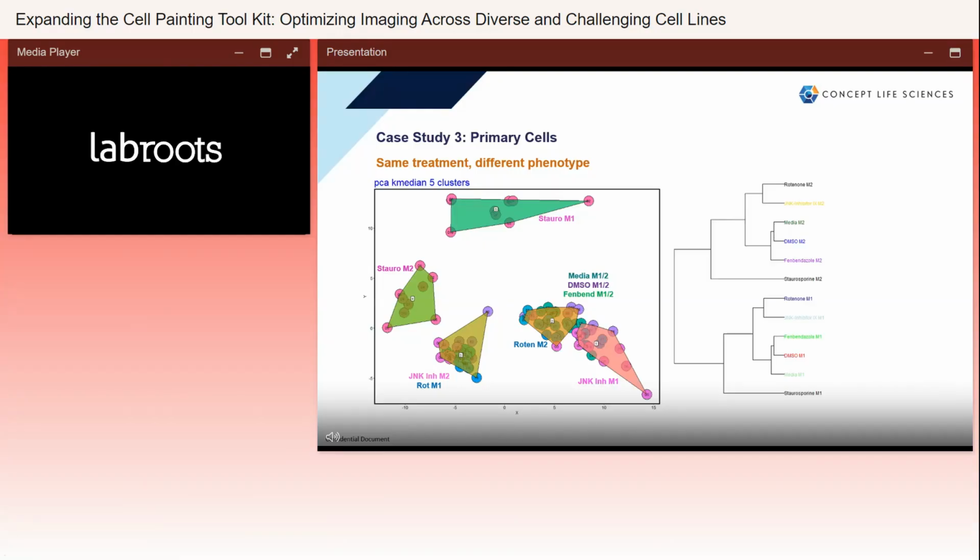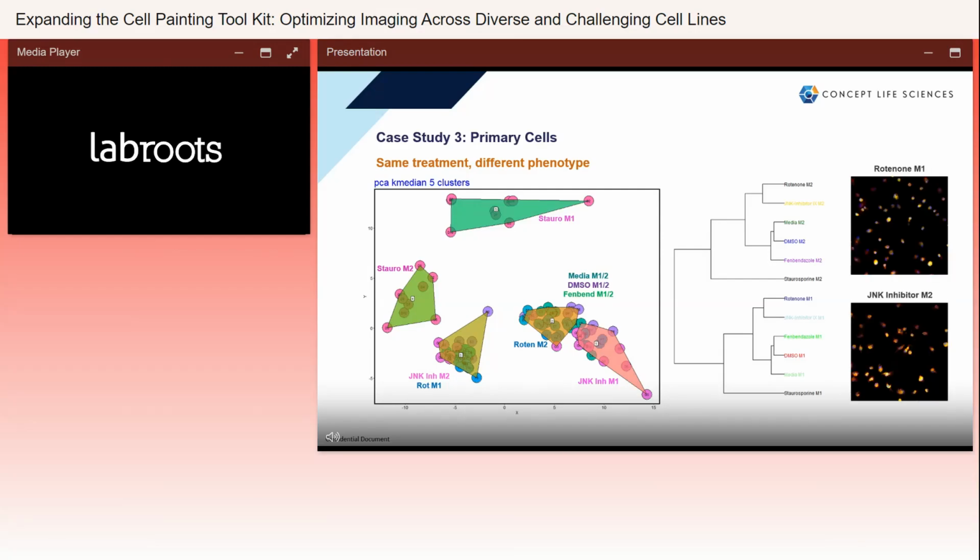The most interesting thing to come out of the data was that JNK inhibitor treated M2-like cells and rotenone treated M1-like cells were together in their own cluster that was practically the same. A look at the images for these wells shows us why.